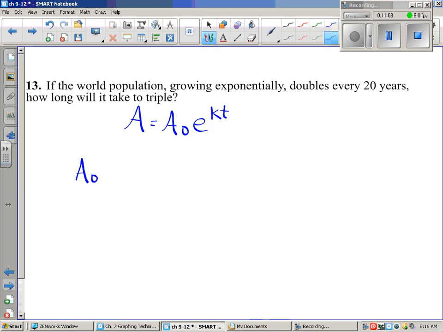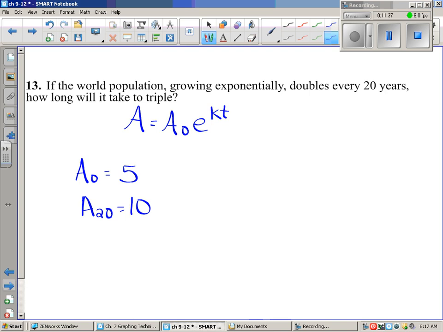So whatever you deem as being A naught, and at this point you can choose whatever number you want, you can say it as X, you can leave it at whatever. Let's say it starts at 5. I mean, if I said 5, then that means after 20 years, it's going to double, right? So after 20 years, it's now at 10. You could have said 2 and 4. You could have said 3 and 6. You could have said X and 2X. It doesn't really matter what you choose for A naught, but whatever it is, after 20 years, it's going to double. And I'll show you why it doesn't matter.